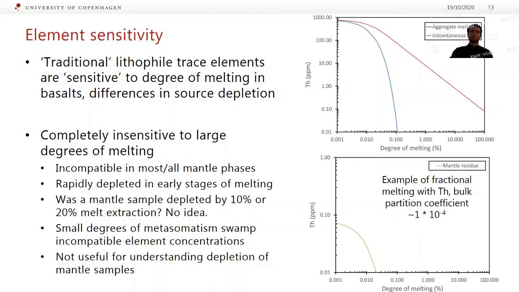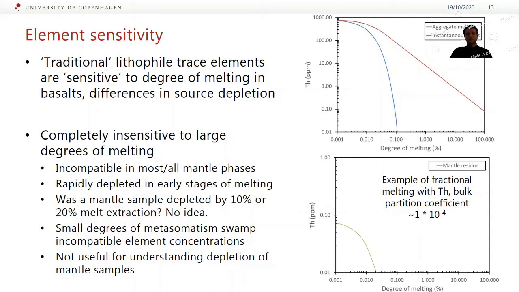You can see that if you're looking at a basalt, this might be quite useful. For example, if a basalt's formed by 1% melting, that might correspond to a thorium concentration of about 10 ppm. Or if it's formed by 10% melting, it might have a thorium concentration of 1 ppm. So we can clearly use that to look at the degree of melting and source depletion and so on.